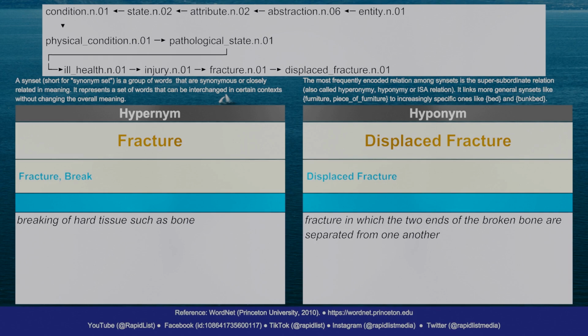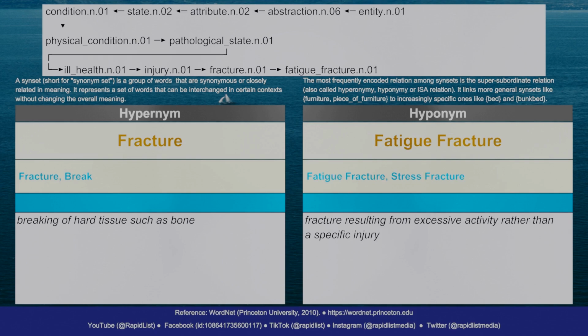Displaced fracture. Fracture in which the two ends of the broken bone are separated from one another. Fatigue fracture. Fracture resulting from excessive activity rather than a specific injury.